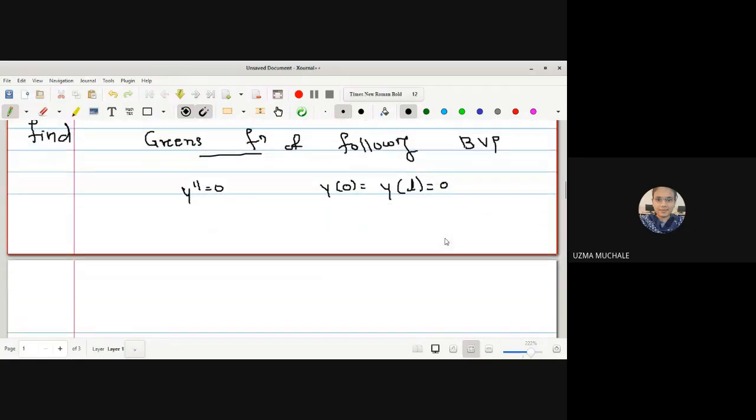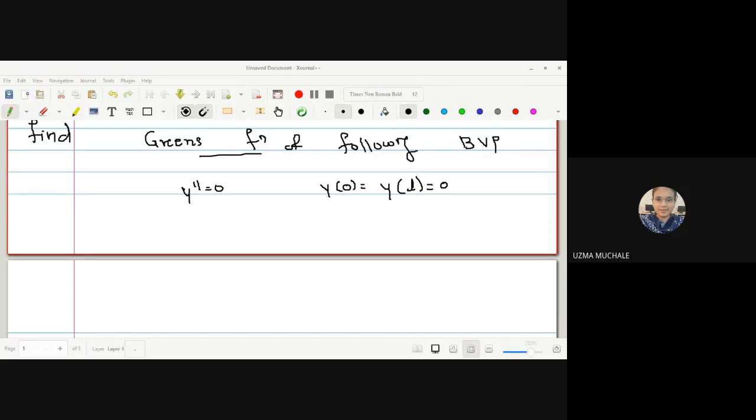They haven't told you to solve the differential equation. First, you have to find the Green's function. After finding the Green's function, we have to solve the differential equation. So first we will find the Green's function. I hope everyone is writing this. The boundary value problem provided to us is y double dash is equal to 0, y of 0 is 0, y of L is equal to 0.